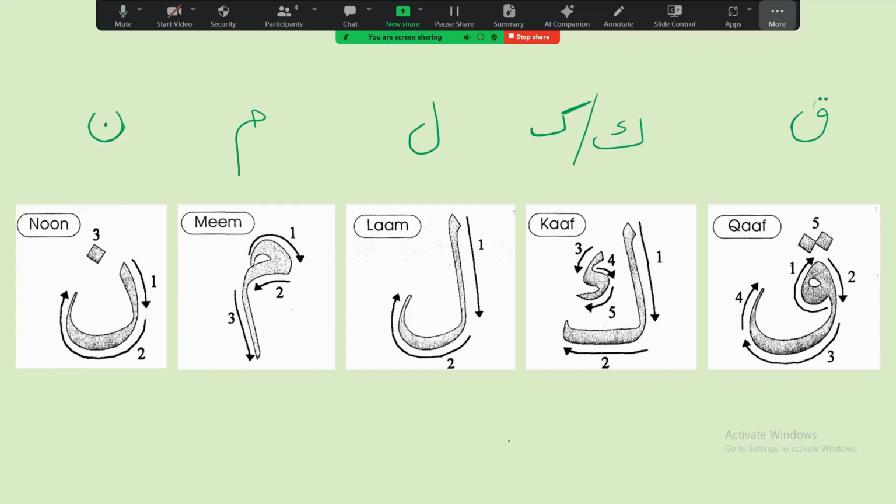And last one for today is, I think I just forgot to mention on the slide, which will be waw alphabet. Okay, we write it like this, waw, like this. This is how we move it. Okay, so this is waw. So these will be the letters, inshallah.